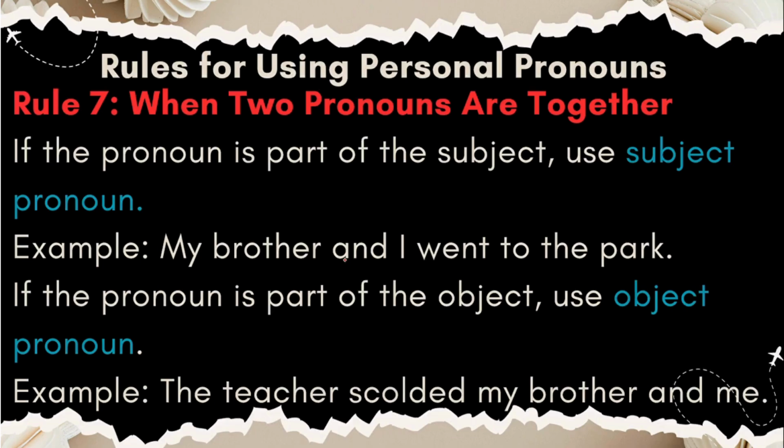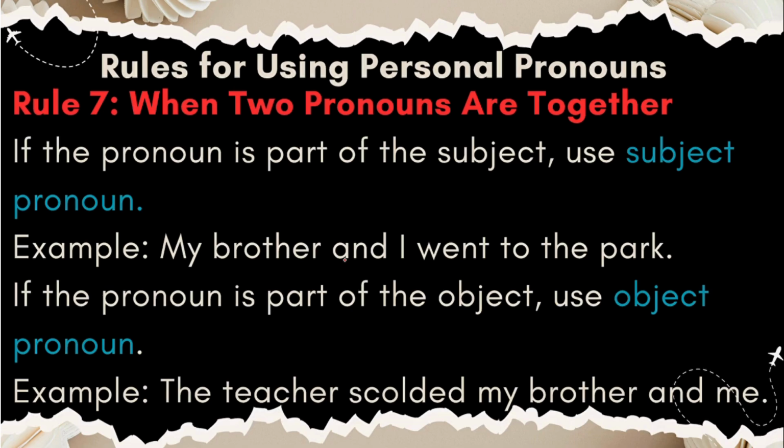So the rule says when two pronouns are together, like my brother and I, they are the two pronouns. When they are together, something happens. So if the pronoun is part of the subject, use subject pronoun. My brother and I, you won't say my brother and me went to the park. No.